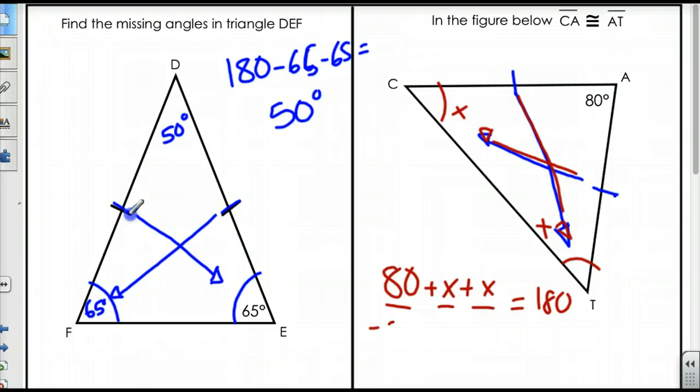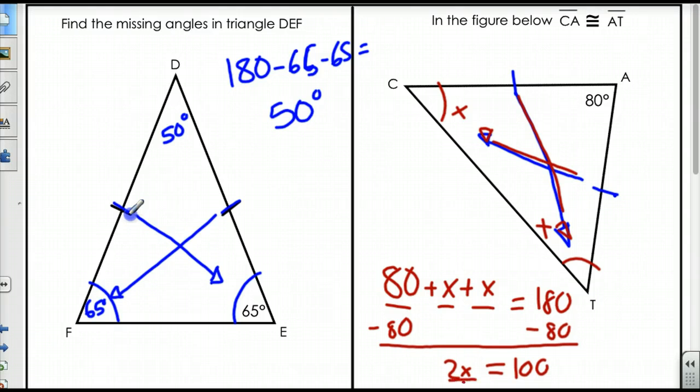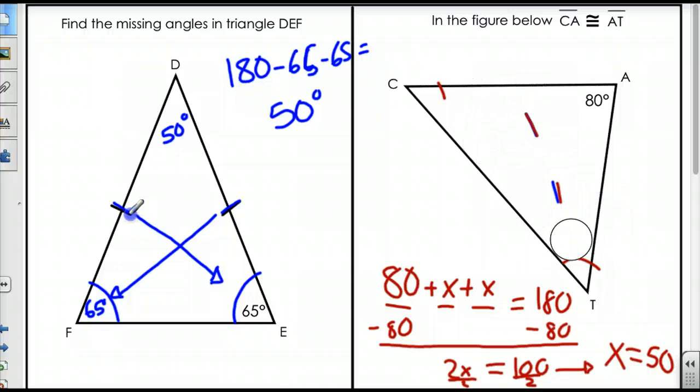We're going to subtract 80 from both sides, all right, and we get 2x equals 100. Divide by 2, divide by 2, you get x equals 50. So let's fill that in. I'll erase all this stuff. And we know that these two angles have to be equal to 50.